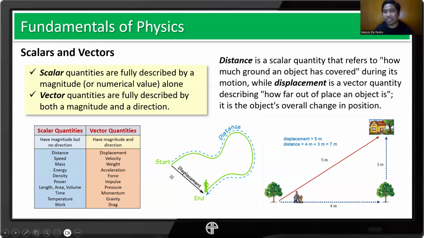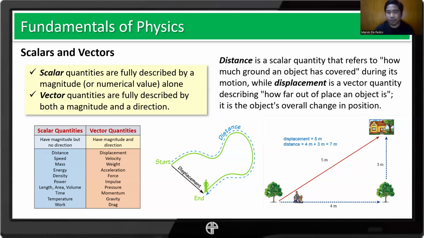So displacement is a vector quantity describing how far out of place an object is, meaning how far it has changed from its initial position. How much change between the initial and the final positions, right? So displacement is the object's overall change in position.